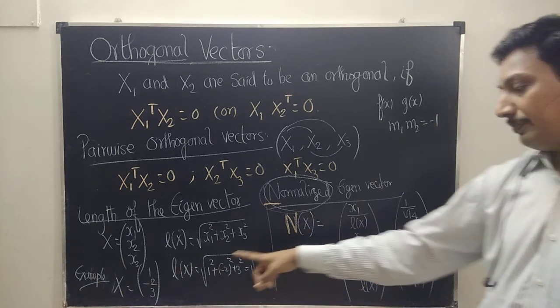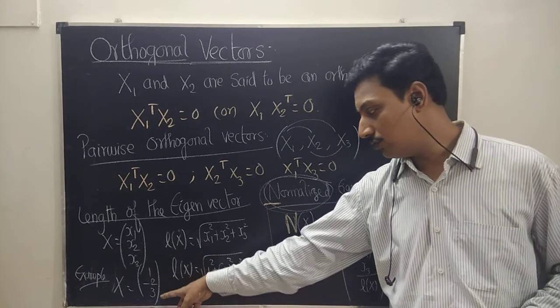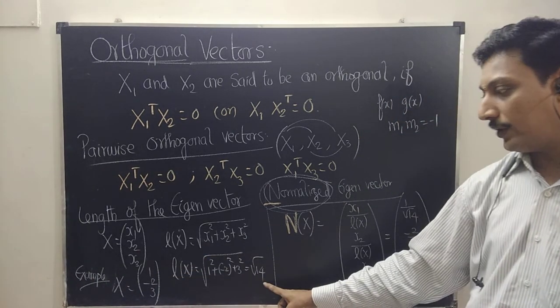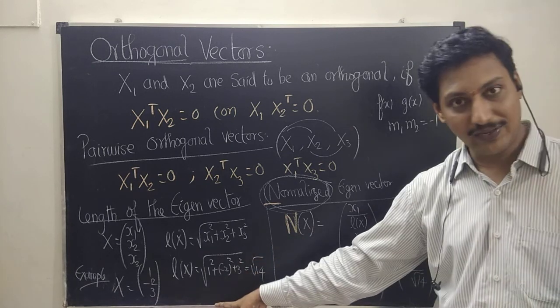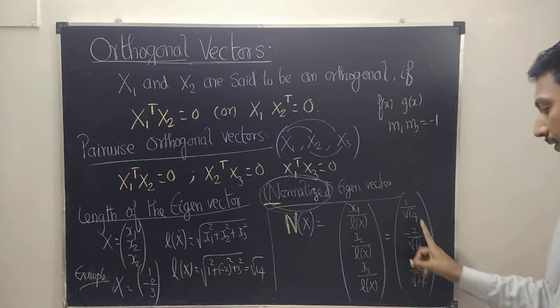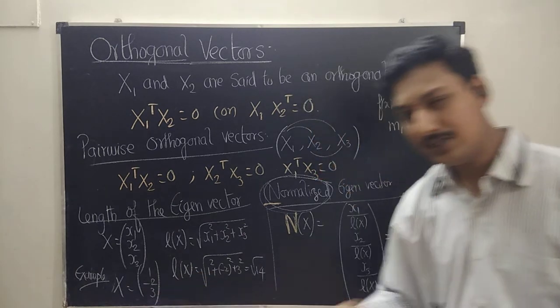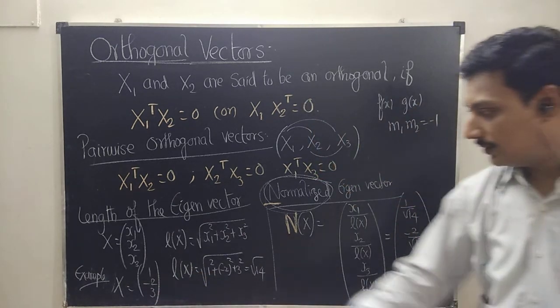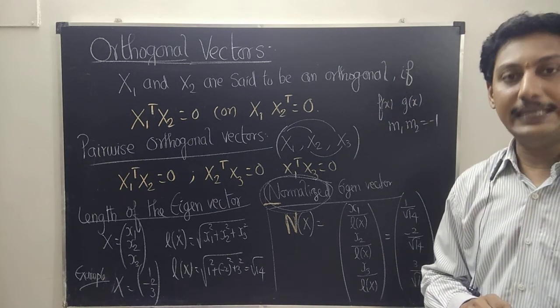Now by the previous example, X is equal to 1, minus 2, 3. What's the length here? Root 14. So what about N of X, the normalization of X? This vector is nothing but 1 by square root of 14, minus 2 by square root of 14, 3 by square root of 14. We just divide each of the values inside the column matrix X by its length.